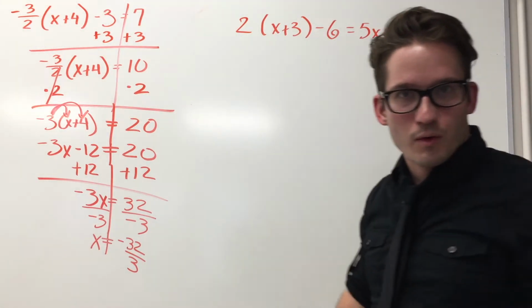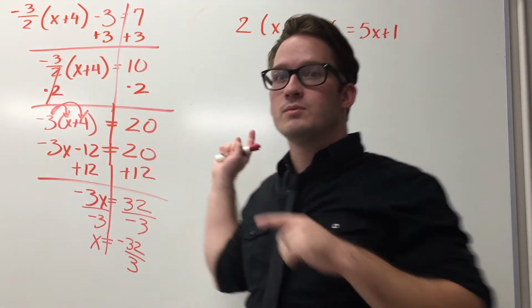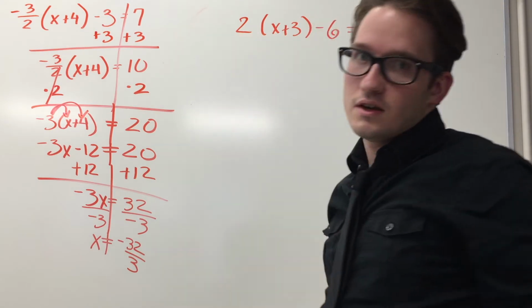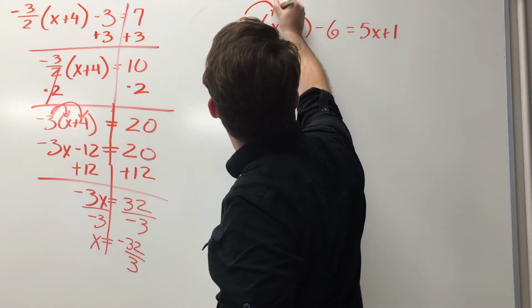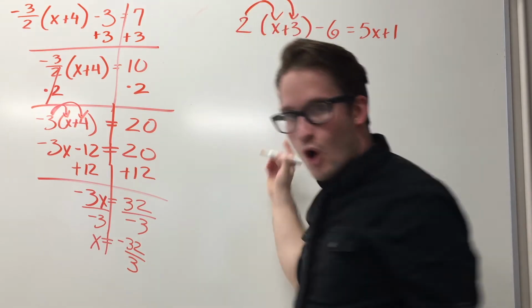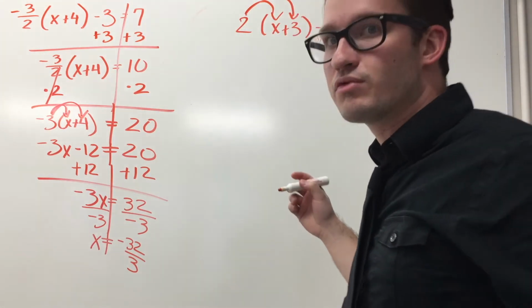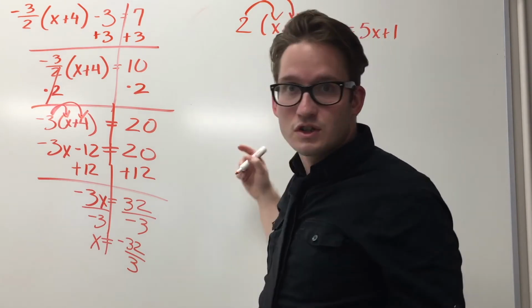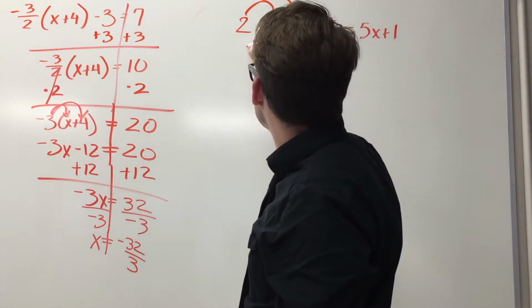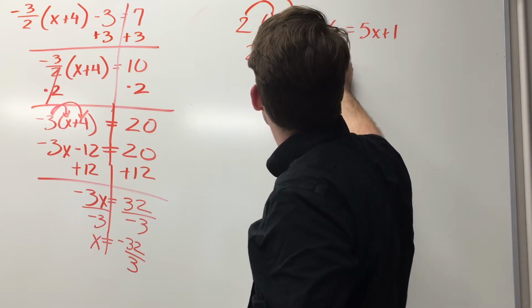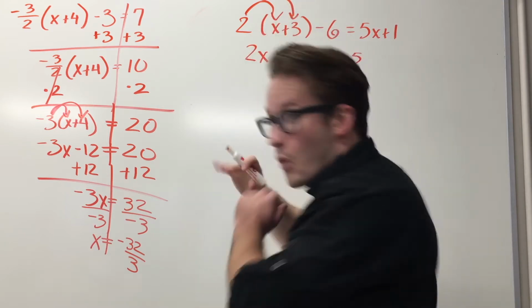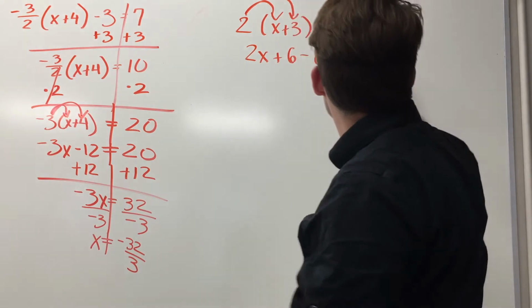All right, let's try another one. This one I'm going to distribute just because it's a whole number, it's easier to work with. Make sure you only pass out to what is in parentheses. So distribution is multiplication. We get 2 times x is 2x, and then 2 times 3 is 6. Okay? And then voila, our parentheses is gone.